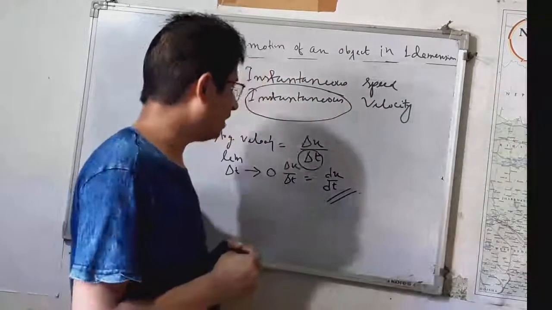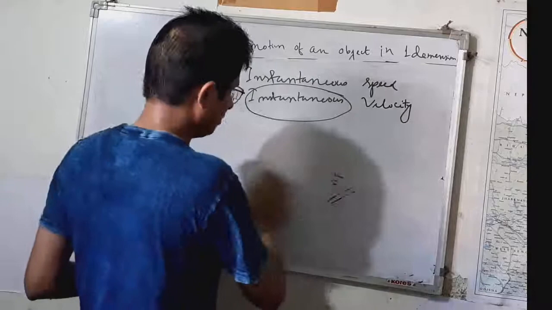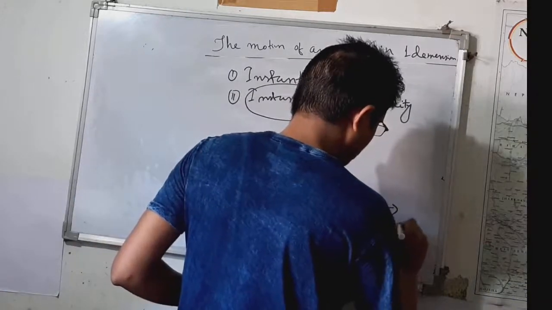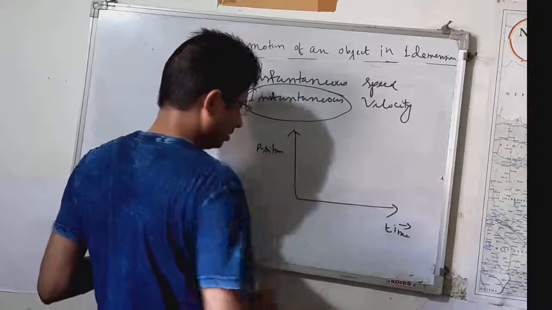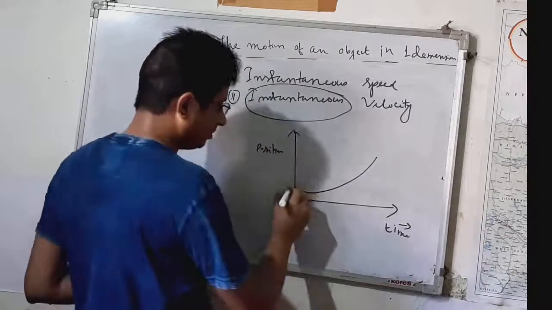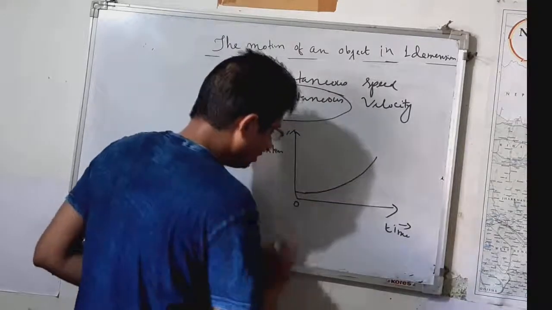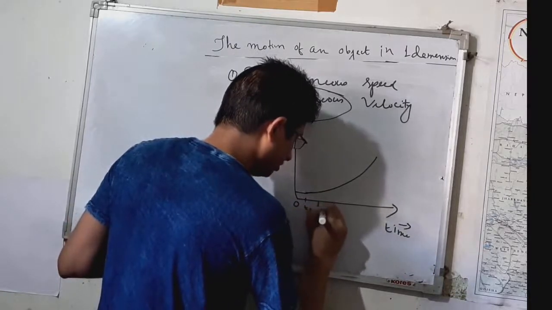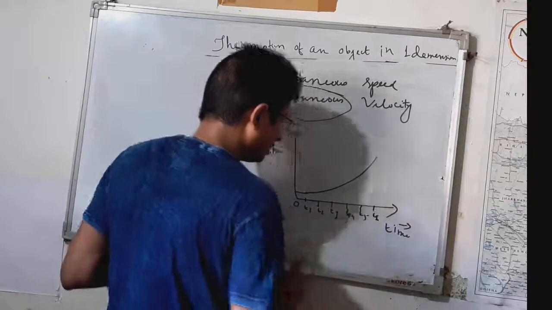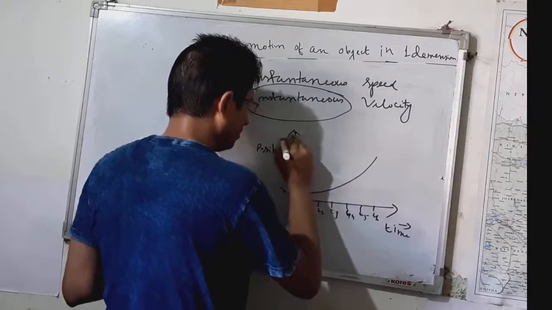Now, we will understand the concept of instantaneous velocity graphically. Suppose we plot a position time graph. Suppose an object moves like this. This is 0. So time, suppose this is t1, this is t2, this is t3, this is t4, this is t5, this is t6, and similarly x1, x2, x3, x4, x5 and x6.